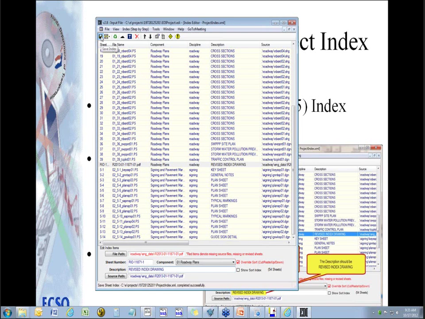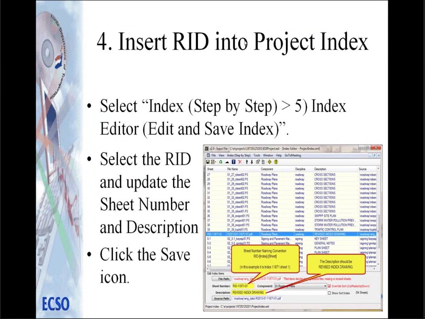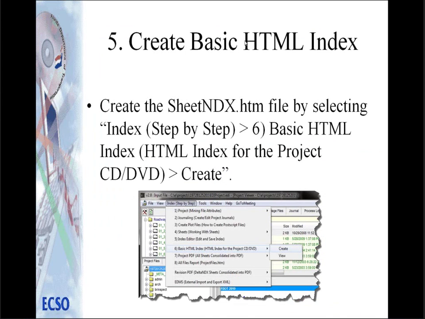And then click Save. So that completes step 4. Now we've inserted the revised index into the project index. So the next thing we want to do, step 5, is to create the basic HTML index. And this creates the sheet index.htm, and that's done by selecting index step by step, step 6. We'll go ahead and do that now.